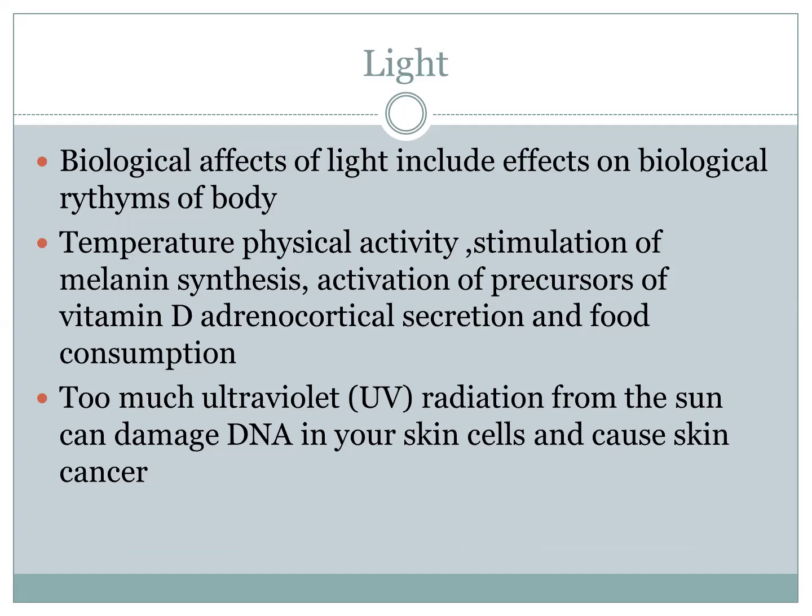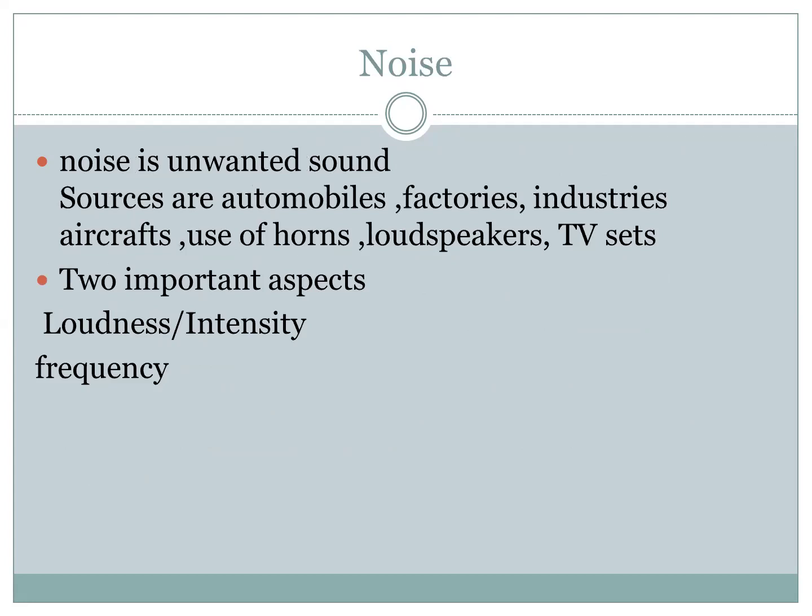Then there is another important component, which is light. The biological effects of light include effects on biological rhythms of the body, temperature, physical activity, stimulation of melanin synthesis, which is a component of our skin responsible for protecting our skin, the activation of precursors of vitamin D, adrenocortical secretion, and food consumption. Too much ultraviolet radiation from the sun can damage DNA in our skin cells and cause skin cancer.